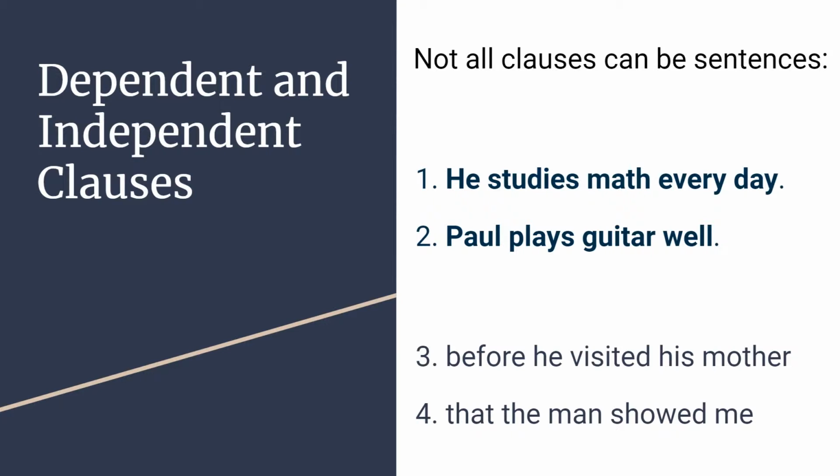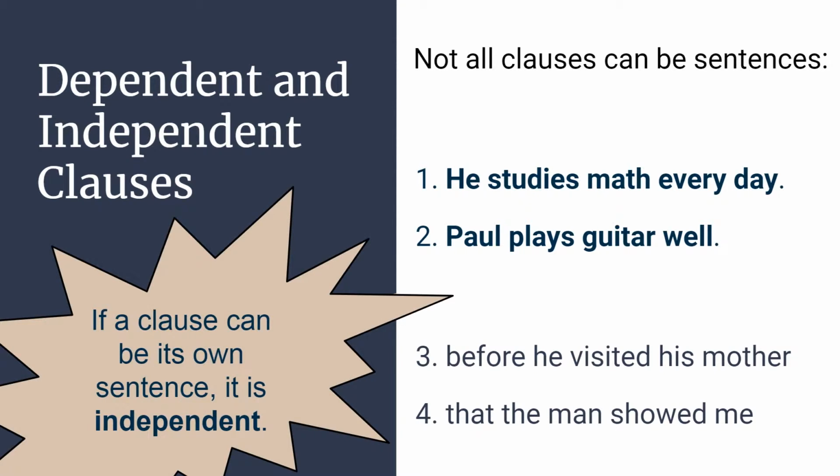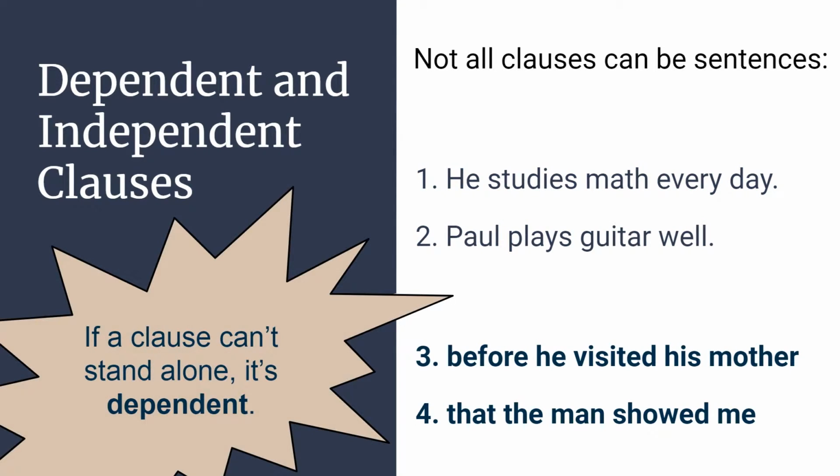On the other hand, you can have these clauses. For example, "before he visited his mother": he, subject; visited, verb. Or the bottom one, "that the man showed me": the man, subject; showed, verb. And so these both are clauses because they have a subject and a verb, but they're dependent clauses.